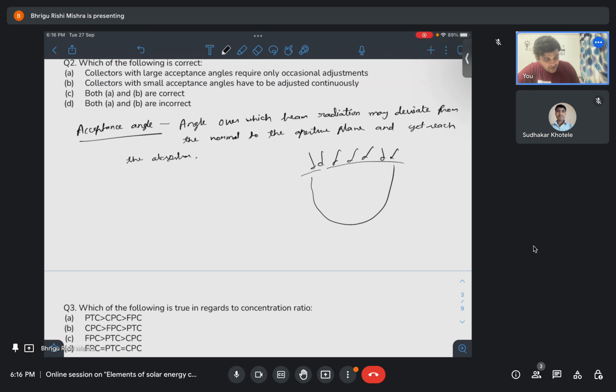if they are reaching the receiver here, okay, then that maximum angle is known as the acceptance angle, and it is denoted as 2 theta a. Okay, so any radiation incident within this acceptance angle will reach the absorber or receiver.